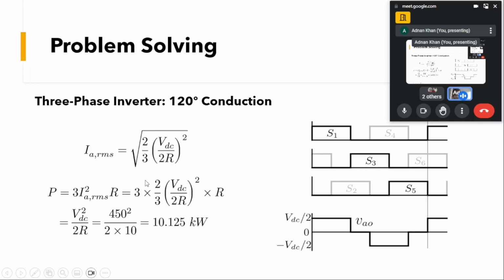So if you want to calculate the power now, we know it is three phase, so it will be equal to 3 into IA RMS square into R. For one phase into 3, it will be 2 by 3 into VDC by 2R, the whole square, into R. Now we know the value of R and the value of VDC. We just have to substitute the values here and we'll get the answer. This has been simplified.